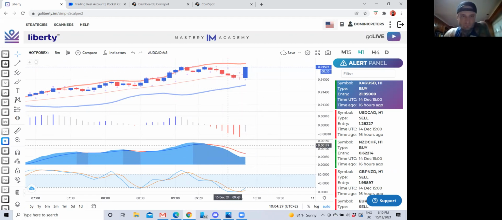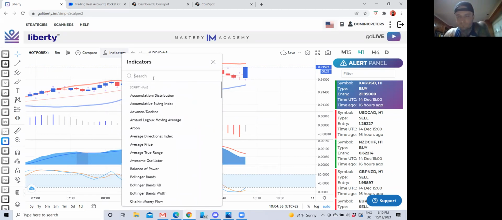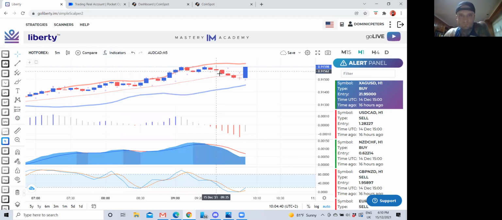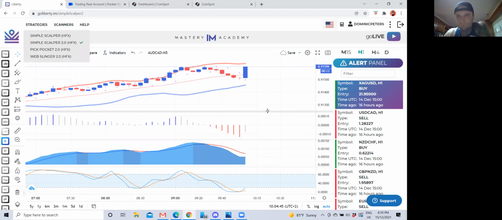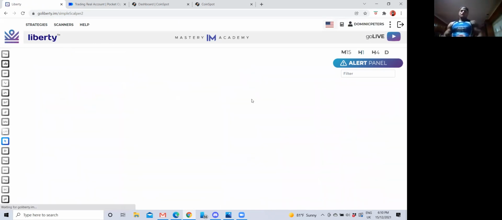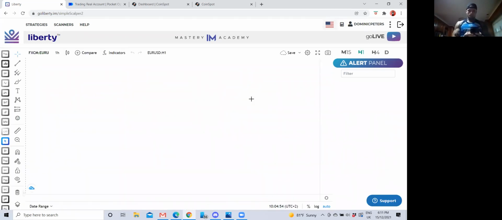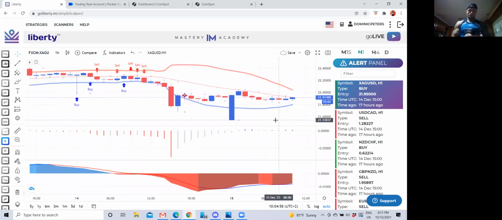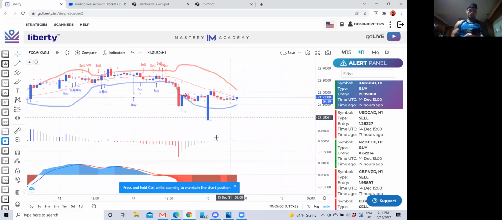If it prints here, and we've had the crossover here. So I put another stochastic down here as well. I just go to indicators and type in STO and put a stochastic RSI in, which is not normally on your Simple Scalper number 2. I find that Liberty will just print the candles. And of course, printing candles is everything. How that candle prints is absolutely the first indicator that you want to be looking at.